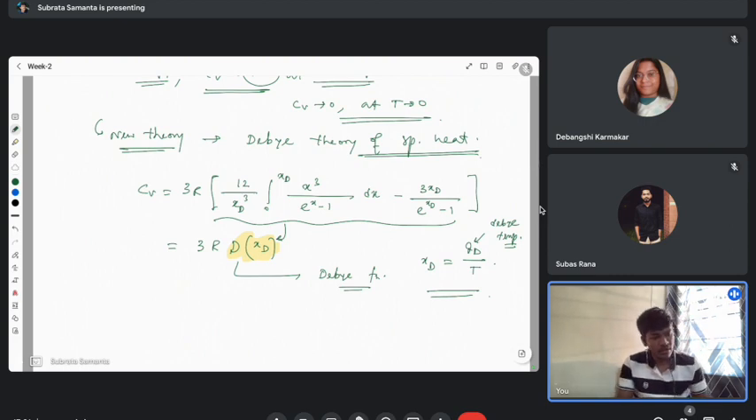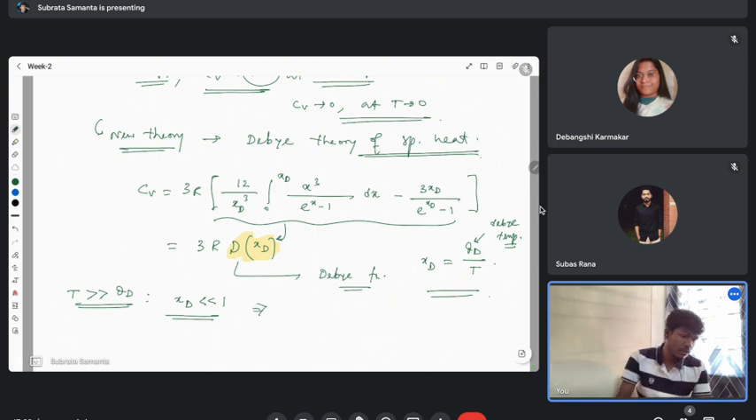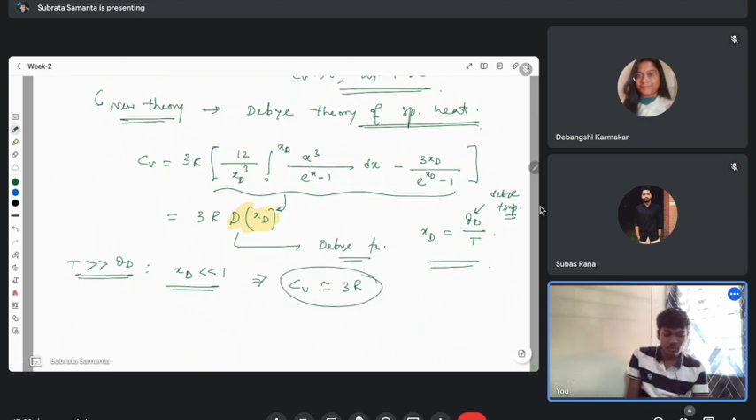Again we go to the high temperature limit. That means T is much greater than theta D, which means x_T is much less than 1. So this gives Cv nearly equal to 3R. That means the Debye theory also follows the Dulong-Petit law at very high temperatures.